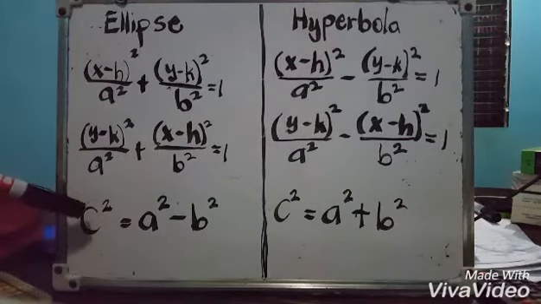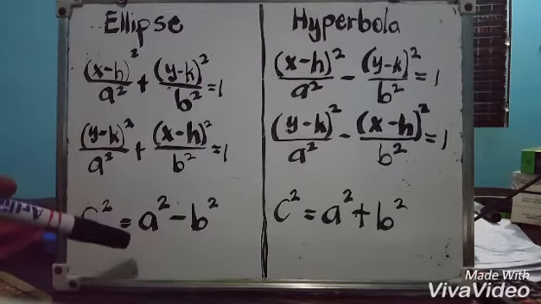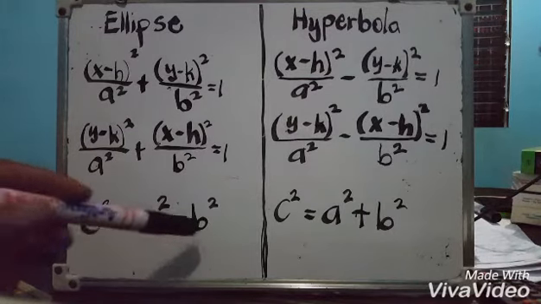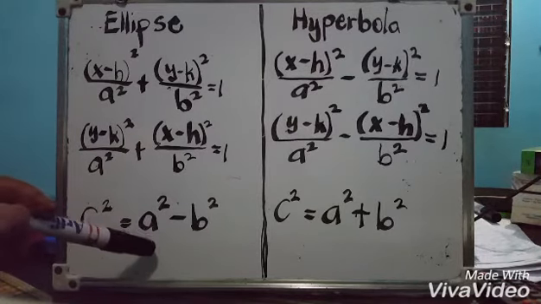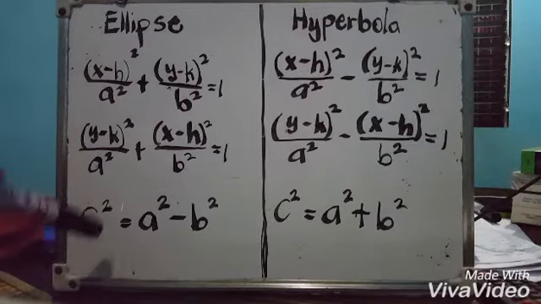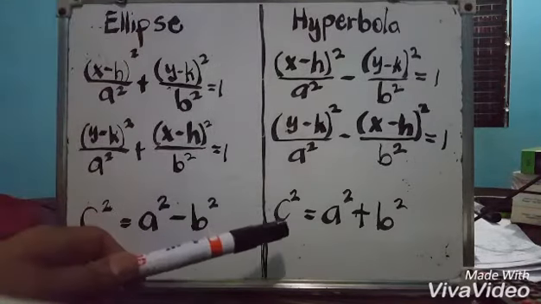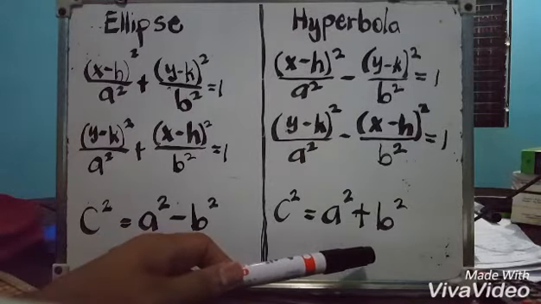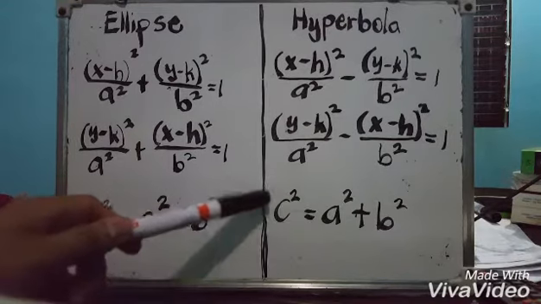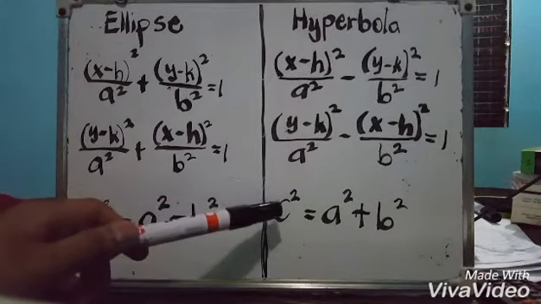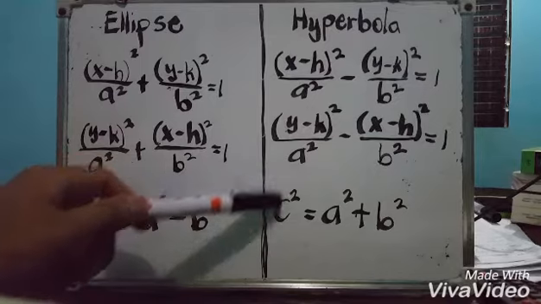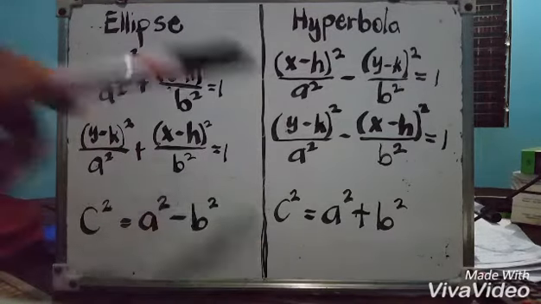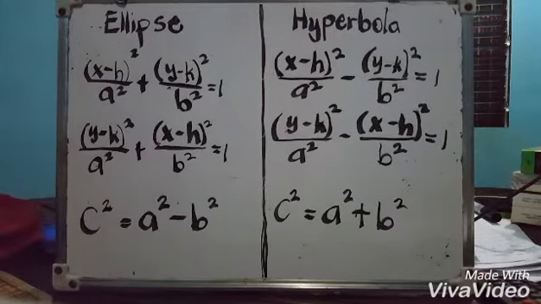Now you can see it here in the equation. For an ellipse, we have here the formula c squared is equal to a squared minus b squared. And in this case again, a squared will be greater than b squared, and a squared will also be greater than c squared. But for a hyperbola, class, we have here the formula c squared is equal to a squared plus b squared. Now clearly, in this case, c squared will always be greater than a squared. C squared will always be greater than b squared. Okay, so that's the difference between the ellipse and the hyperbola.